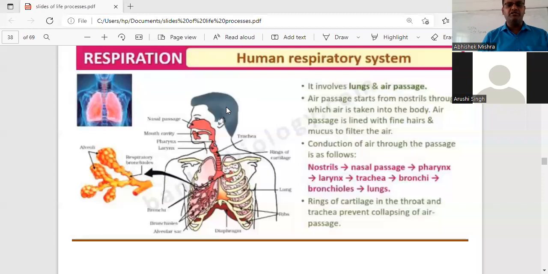where we all drew the diagram for the human respiratory system, and today we will discuss the process of human respiration. First of all, students, before starting, can anyone tell me which is our main respiratory organ? Which is our main respiratory organ? Through the chat box also you can give the reply, or if you can raise your hand, I will unmute you. Raise your hand so that I can unmute you. Which is our main respiratory organ?